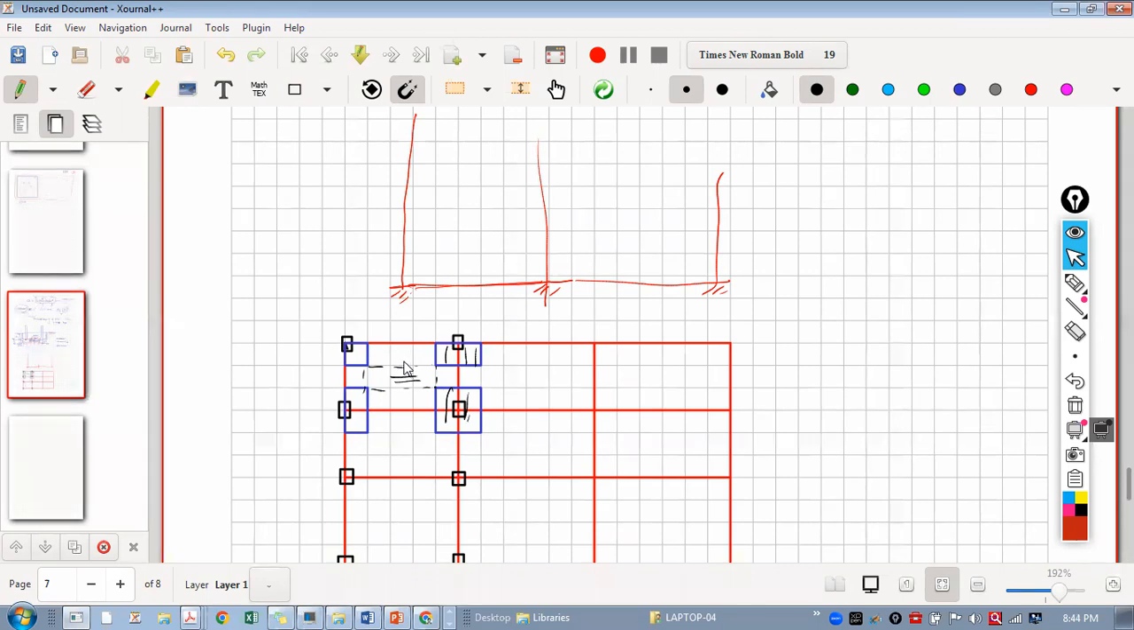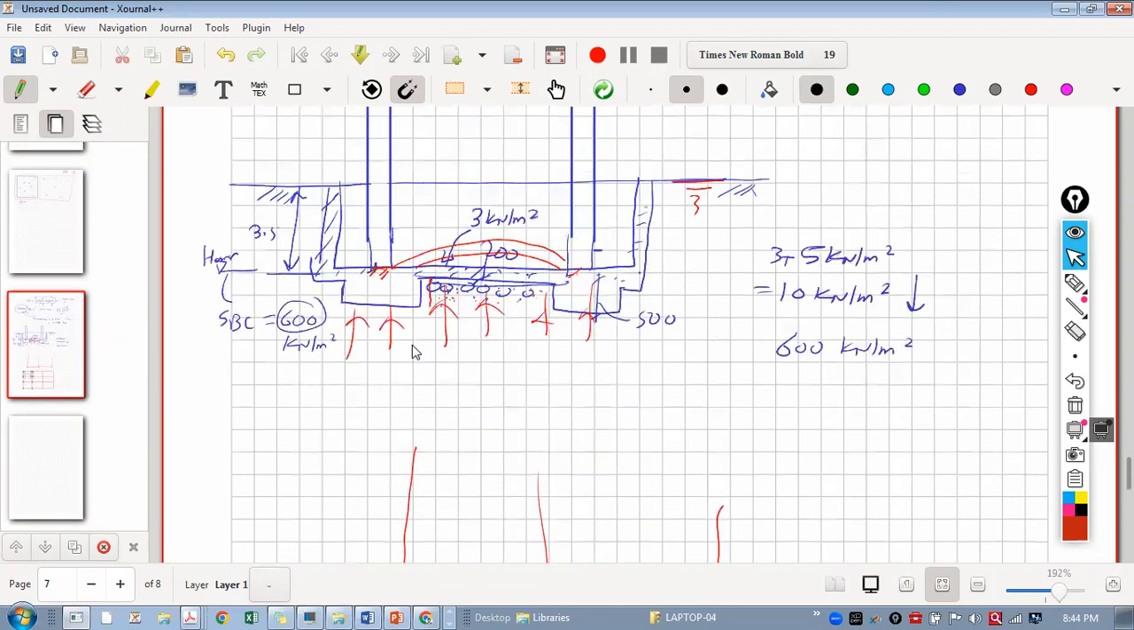3.5 meter water pressure came. Suppose on top of the raft I did 1 meter of murum filling. Suppose here, on top, 1 meter into, say, 2 means 20 is my soil pressure from above. So will that be nullified for bottom pressure then? Yes, definitely. You can nullify.